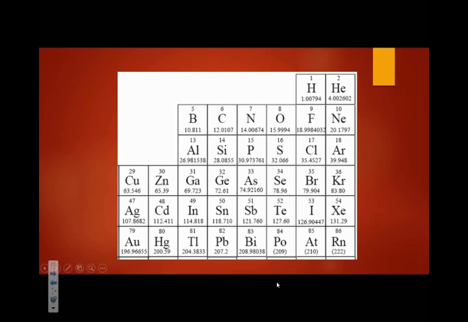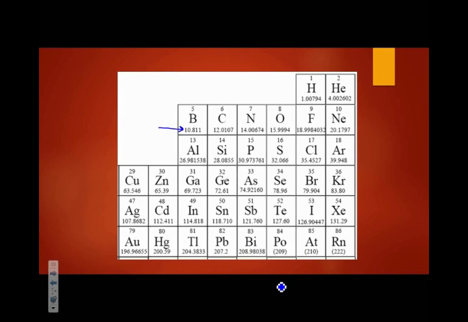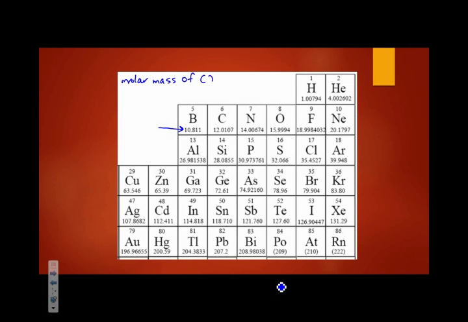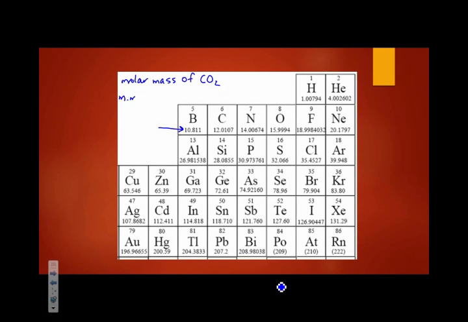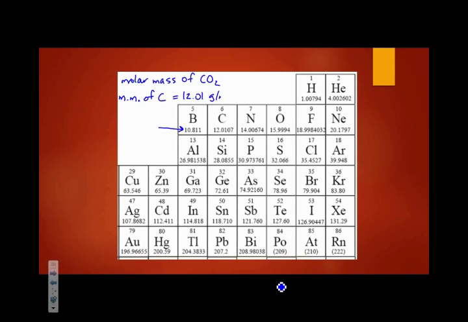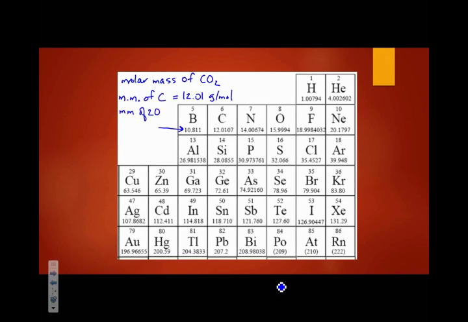To do this, we need the periodic table, because just like when you were calculating formula masses using those average atomic masses, we're going to use those to calculate molar masses. So let's say I needed to calculate the molar mass of carbon dioxide. I would need the molar mass, we'll just put mm, of 1 carbon, which equals 12.01 grams per mole, and the molar mass of 2 oxygens, which equals 2 times.